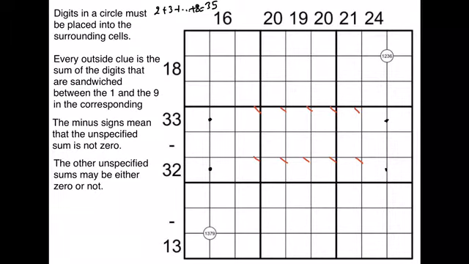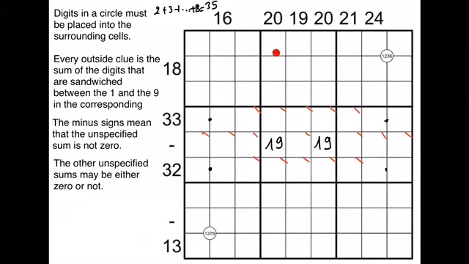It means that the sum of all digits between the 1 and the 9 is not 0. So 1 and 9 can't be next to each other. So there must be a digit between them. So 1 and 9 have to be in those cells. Now, we can safely say that all the other digits on the row are not 1 or 9.